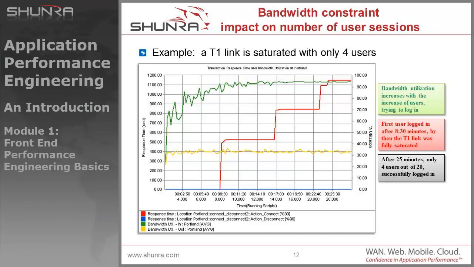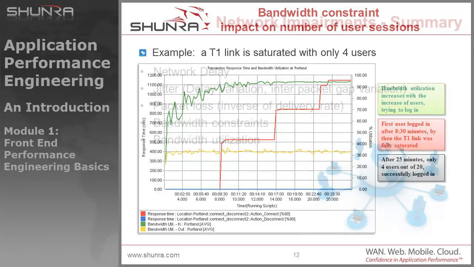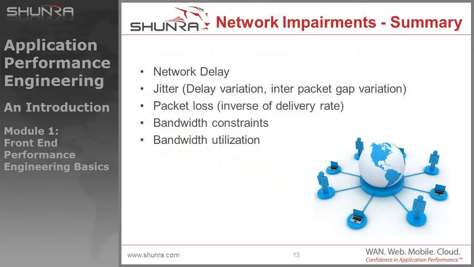At the end of the day, what this customer decided to do was to authenticate locally. But this is a great example of how all these things working together can produce very bad results over a network. Let's summarize what we've talked about today.